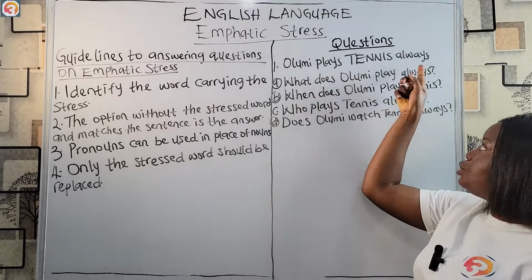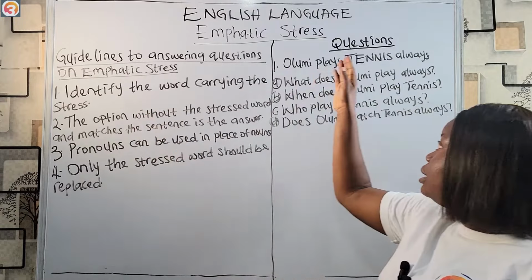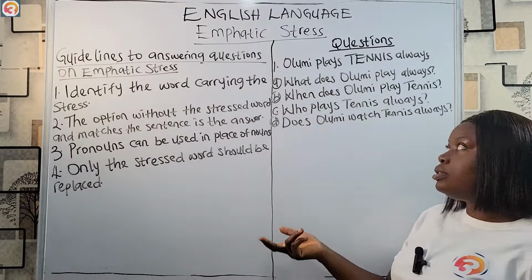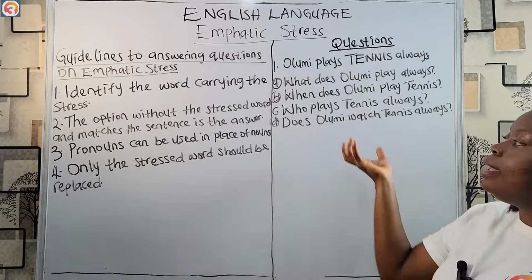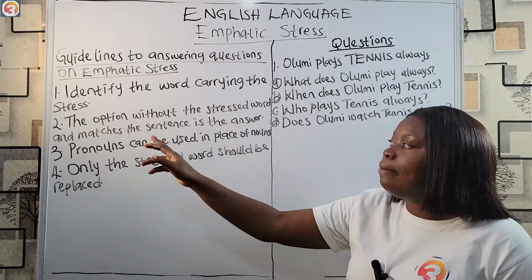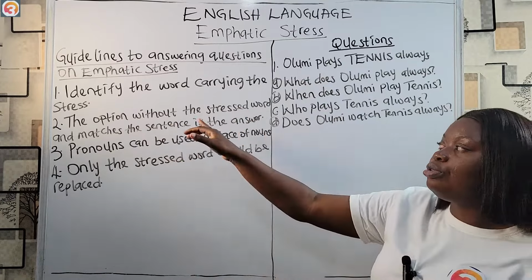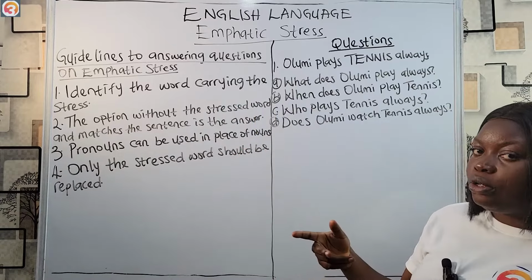That's our question. Olumi plays tennis always. First off, identify the word carrying the stress. Tennis is in all caps, glaring. This is what is carrying the emphatic stress. Now we'll look at the options. The option without the stressed word and matches the sentence. It's not just the option without the stressed word; it should also match the sentence.